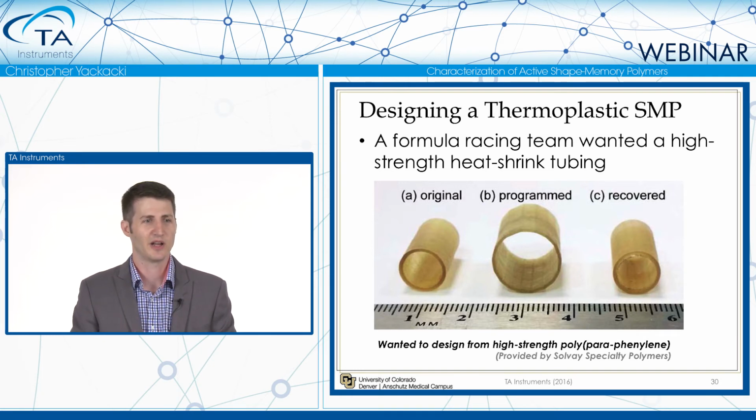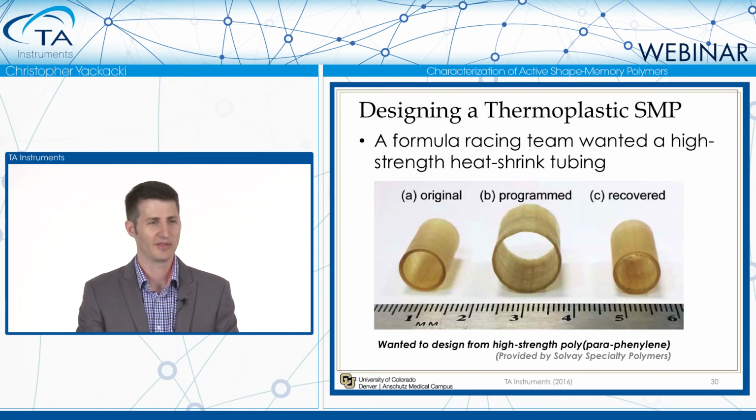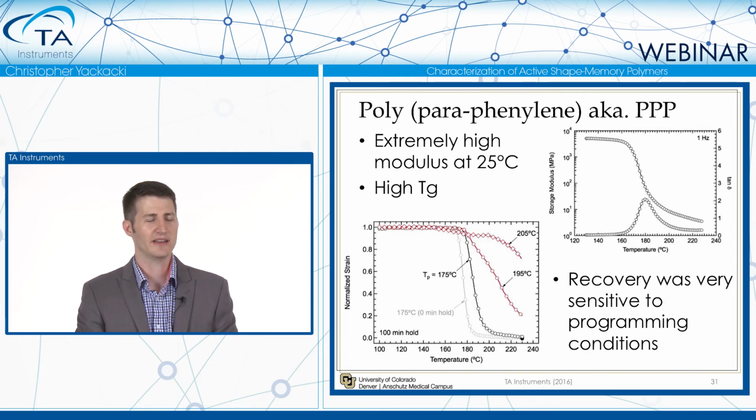So we have a thermoplastic polymer here. It's called polyparaphenylene. I got to give a shout out to Solvay Specialty Polymers for giving us this material. But it's a very strong, very high modulus, high Tg polymer that's also a thermoplastic. And what we wanted to do with it is design it as a heat shrink tubing that had just superior properties to what you would buy commercially out there on the market, because they were trying to use heat shrink tubing to hold 2 things together, but didn't have the rigidity, didn't have the strength to survive the application that they wanted it in. And so what we looked at here is this polyparaphenylene.